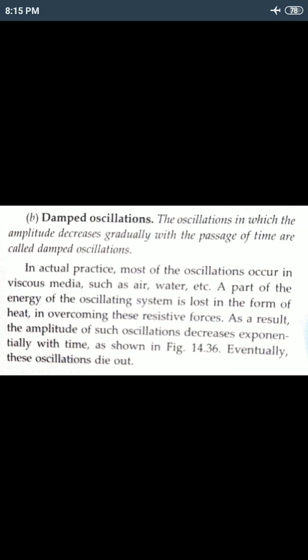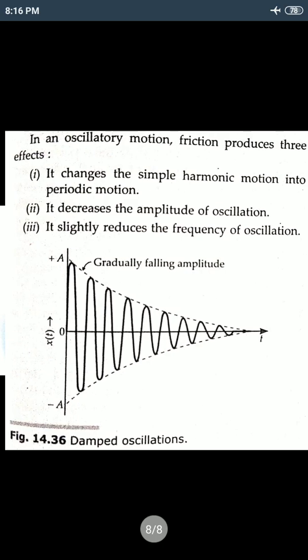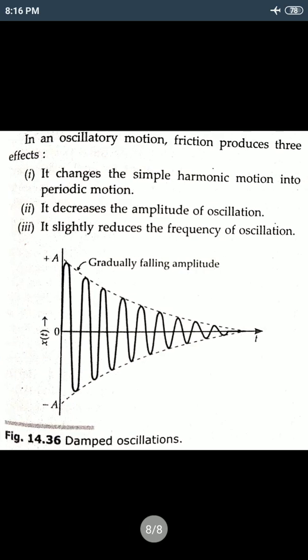Next is damped oscillation. We already discussed damped oscillation. Due to air resistance, the amplitude decreases gradually, and it is not constant with the passage of time. That is called damped oscillation: the oscillation in which the amplitude decreases gradually with the passage of time. And if we see the figure, it looks like this. The amplitude decreases, then it comes to rest, like a swing.